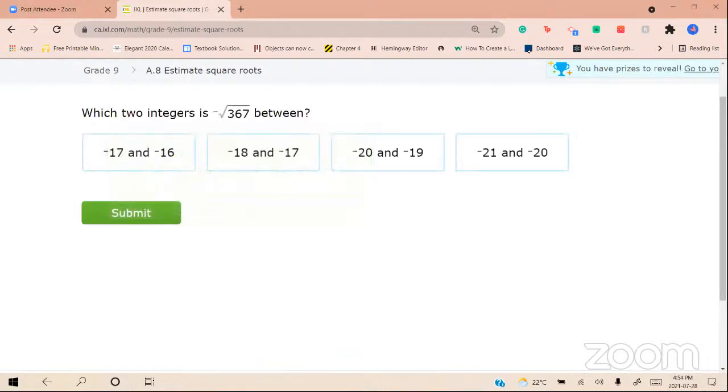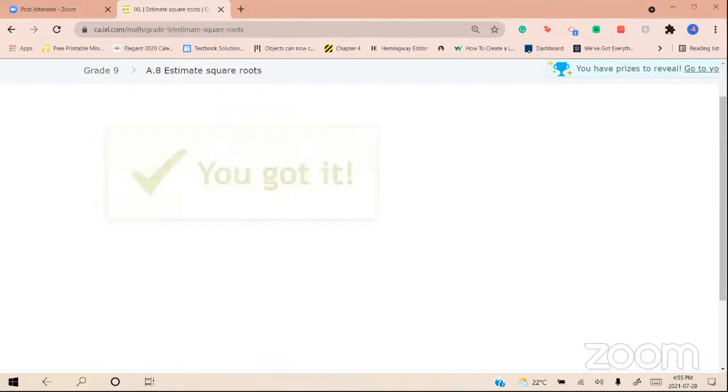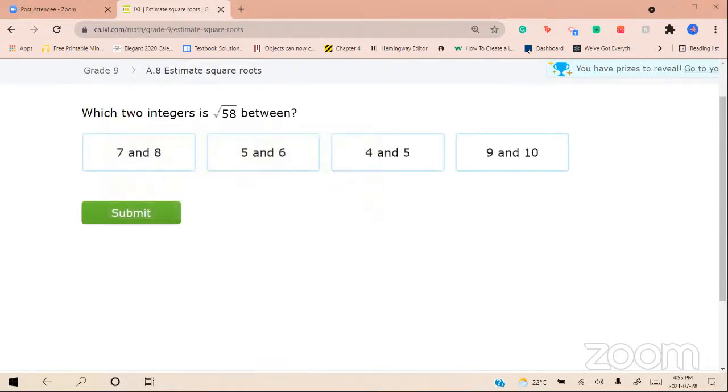Okay, which two integers is negative root 367 between? So I'll give you a hint. Ignore the negative and just think of what the square root of 367 is. 19 and 20. Yes. Okay. Which two integers is root 58 between? 7 and 8. Very good. Oh, I forgot to select it. Yeah, between 49 and 64.